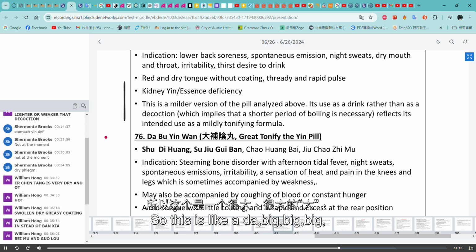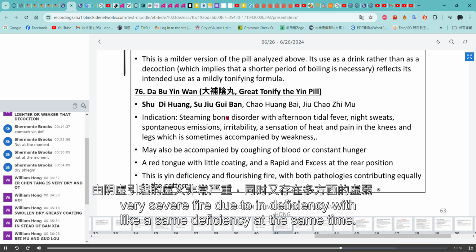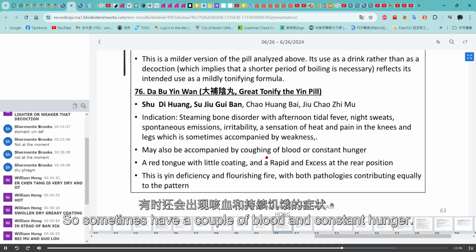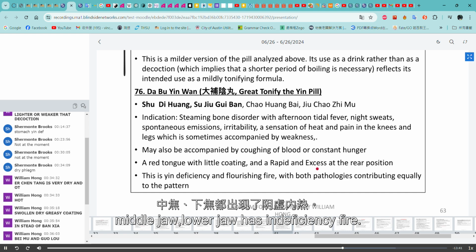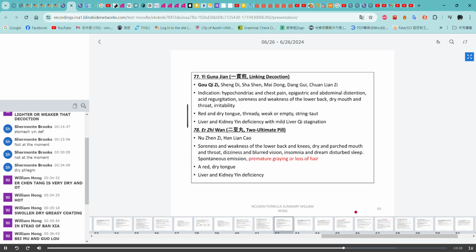Dabuyinwan. So this is da, big, right? Big nourishing yin, great. This is even steaming bone disorder, very severe fire due to insufficiency with yin deficiency at the same time. Sometimes there is coughing blood and constant hunger. That means the whole three jiao, upper, middle, and lower jiao, has insufficiency fire. So that's why Dabuyinwan.